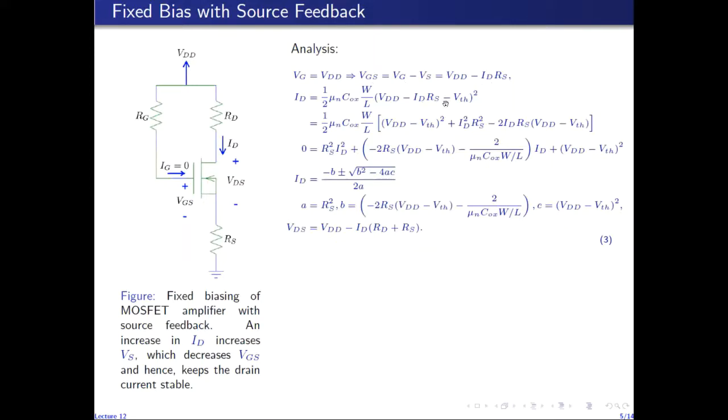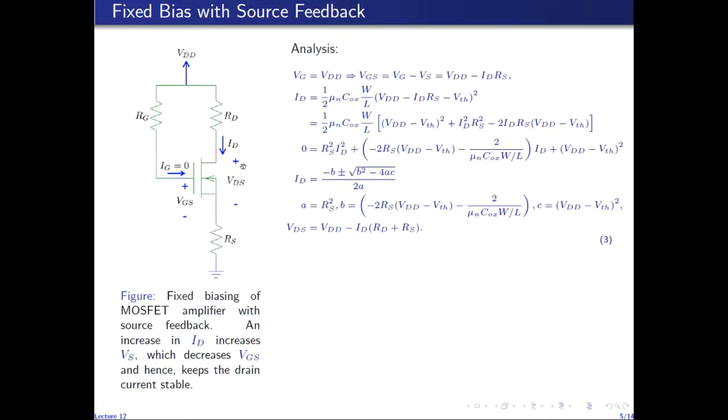And ID in turn is given by this saturation expression, in which I have replaced VGS with VDD minus IDRS. You can open the square and rearrange the terms, and you'll find this quadratic equation. So we can solve this equation using this expression, in which A is RS squared, this term is B, and this term is C. So putting A, B, C in this expression, we can obtain two solutions for ID. One of them will be extraneous and will be discarded. The other one will be used to find VDS through this relation, which is obtained by writing KVL in the output loop.